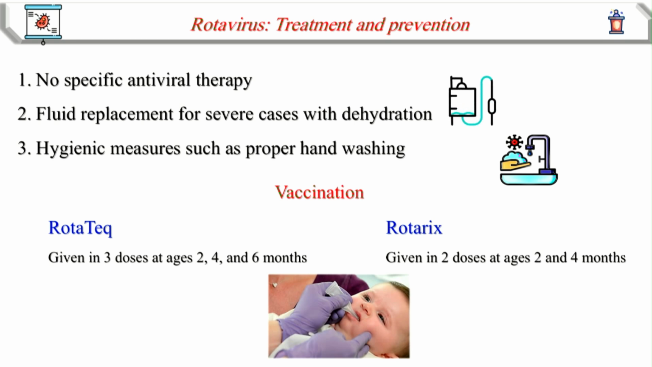And regarding vaccination, there are two different types of vaccines, Rotateq and Rotarix. Both of these vaccines are given to the child by putting a few drops in the child's mouth, and then they confer protection against such a tiny agent.